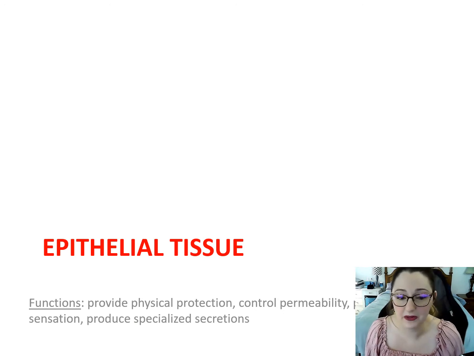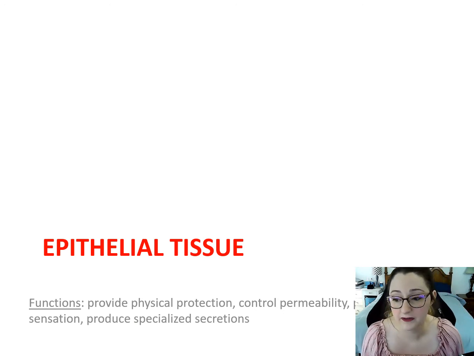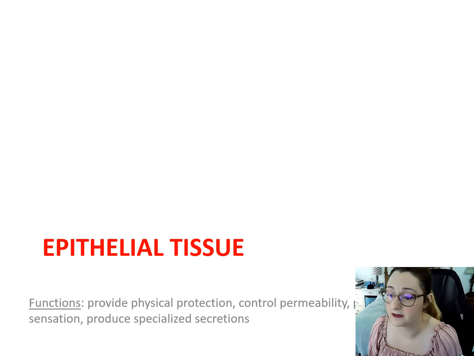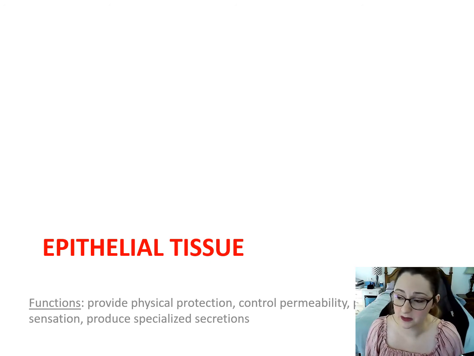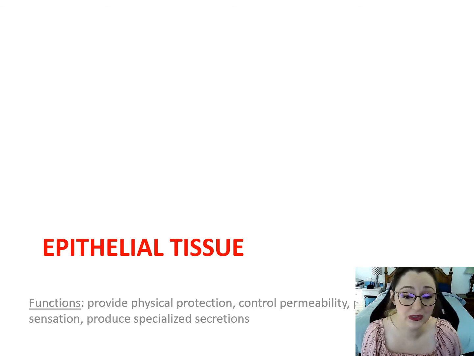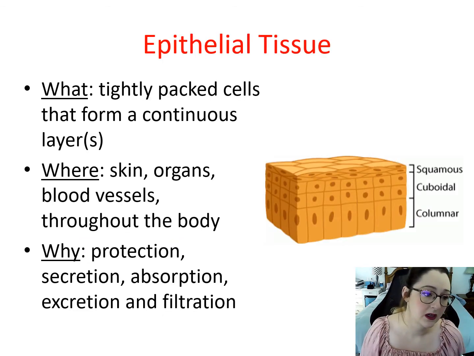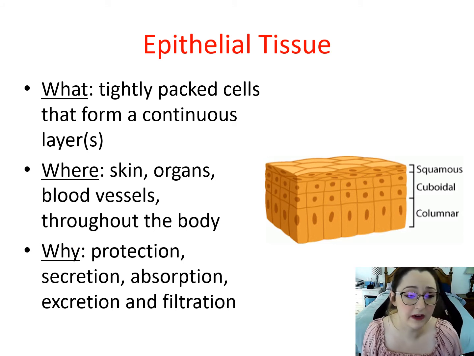So again, epithelial tissue. The functions are that they provide physical protection, control permeability, provide sensation, and produce specialized secretions. So what I want you to know about epithelial tissue is what it is, where you'll find it, and kind of its purpose, like why is it there? So the what is they are tightly packed cells that form a continuous layer, sometimes multiple layers.